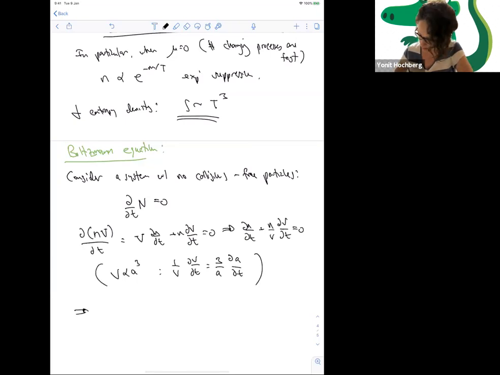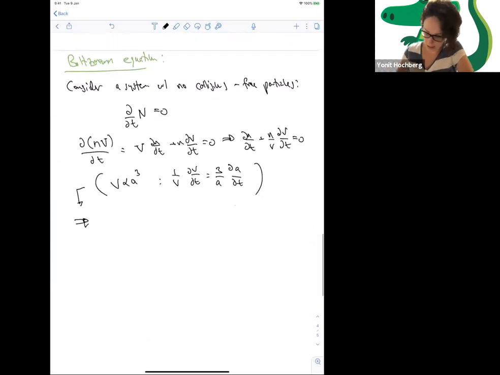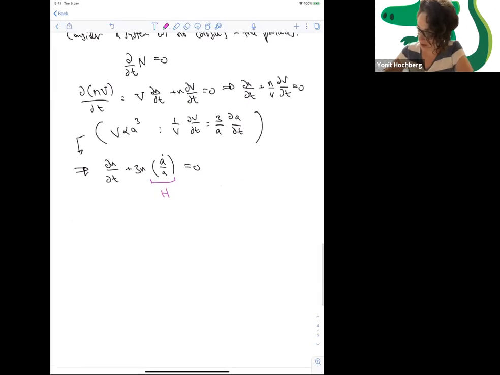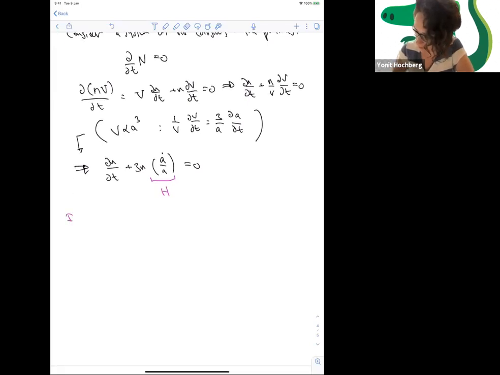And now we can plug this in down here. And what we find is that our Boltzmann equation is dn dt plus 3n a dot over a equals 0. But I remind you that a dot over a is exactly what we define as the Hubble constant. So this is the Boltzmann equation for free particles in the absence of any interactions. And of course, if the particles are not free, then we have collisions.